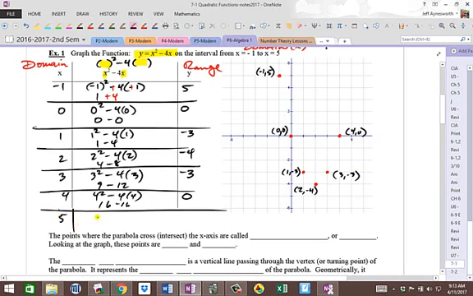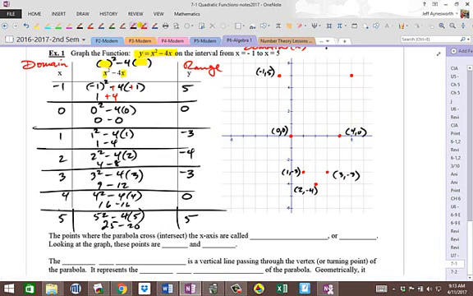And the last one, we have 5 here. So 5 squared minus 4 times 5. So we have 25 minus 20, and that'd be 25 minus 20 is 5. So right 5 up 5. So right 5 up 5, we're right about up here. So let me label that one. So 5 comma 5.